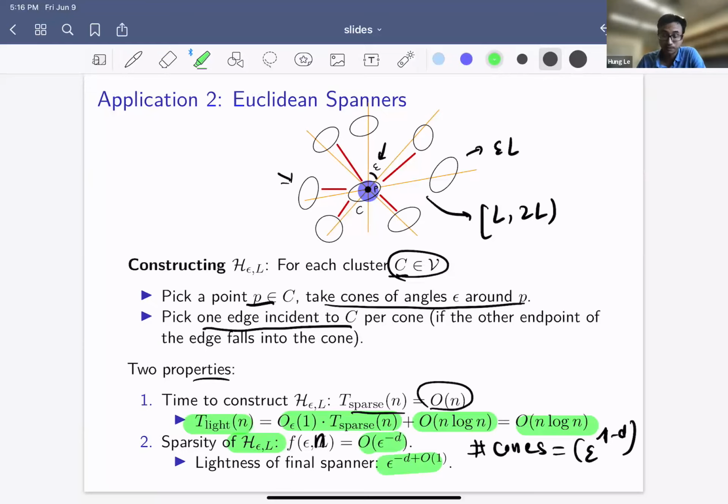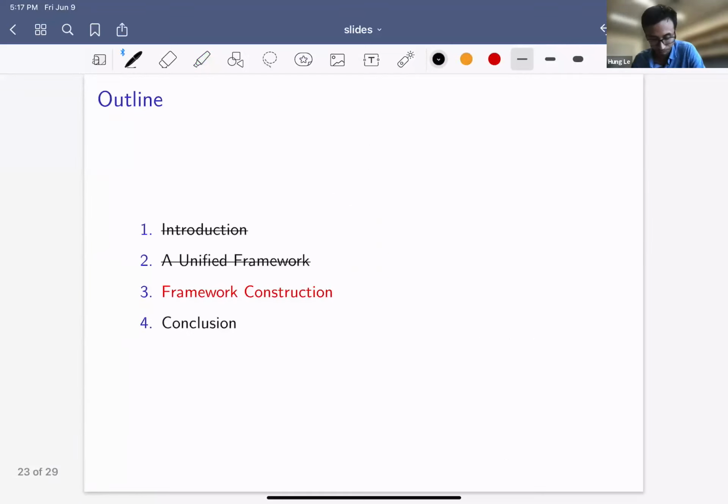The best algorithm prior to our work is order n log squared n over log log n in the ACT model. Here, our algorithm can be implemented in the ACT model, which is the algebraic computation tree model, a popular model in computational geometry. Okay, so this is the framework, and how could we derive our framework?